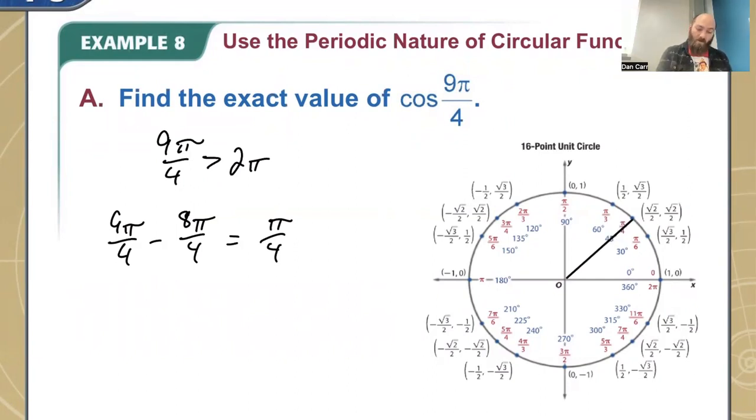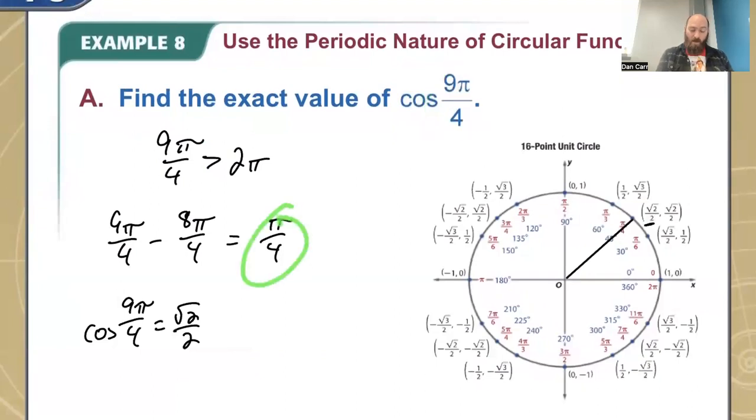Since I want cosine, cosine is going to be the x value here. So the cosine of 9 pi over 4 is equal to √2/2. And that's it. That's all we have to do, is find that corresponding position. So it's just like with our coterminal angles. Our 9 pi over 4 is going to be coterminal with pi over 4 because it's on the same position on this unit circle.